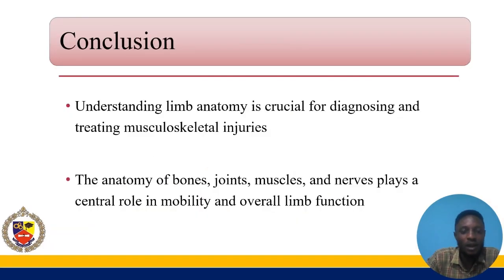So in conclusion, I hope you agree with me that the knowledge the anatomy has provided for us is very crucial for diagnosing and treating musculoskeletal injuries. The anatomy of bones, joints, muscles, and nerves plays a central role in mobility and overall limb function.